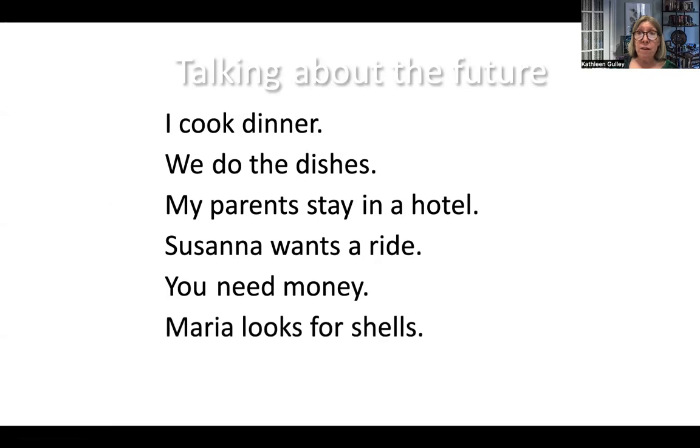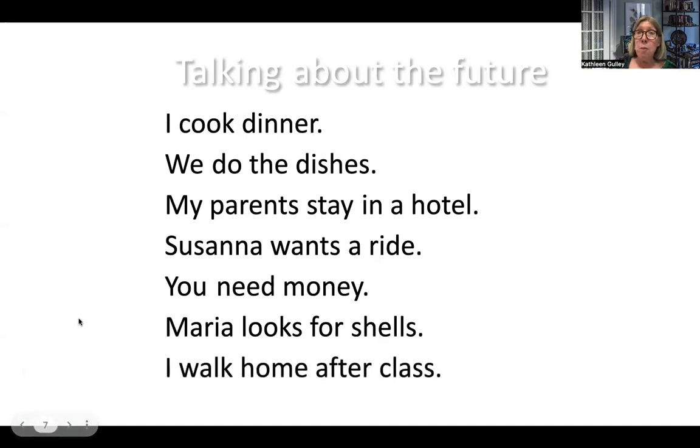Maria looks for shells. Maria will look for shells. Again, we lose the S. I walk home after class. I will walk home after class.